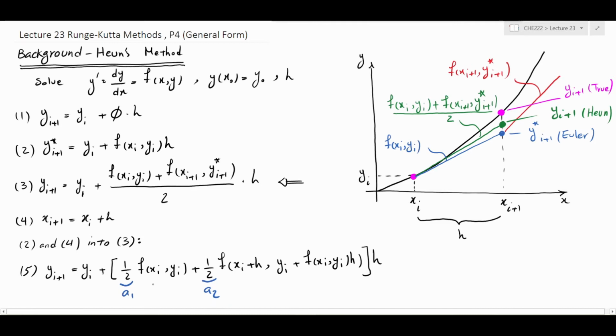The next terms are these two terms, and I'm gonna call them K1 and K2. K1 and K2 are basically the slope of the function at the beginning and at the end of interval. And if you again notice, K2 includes K1.